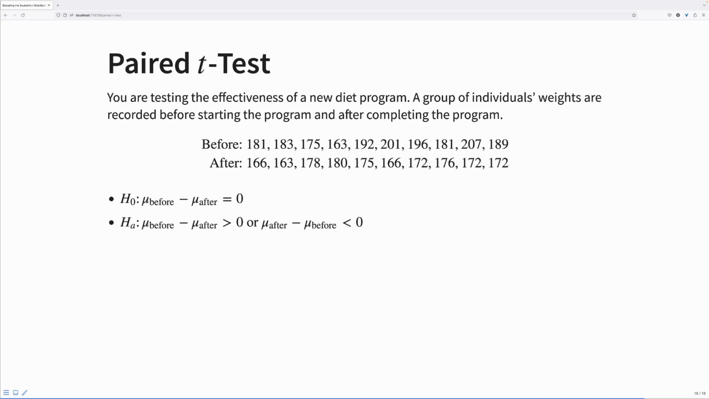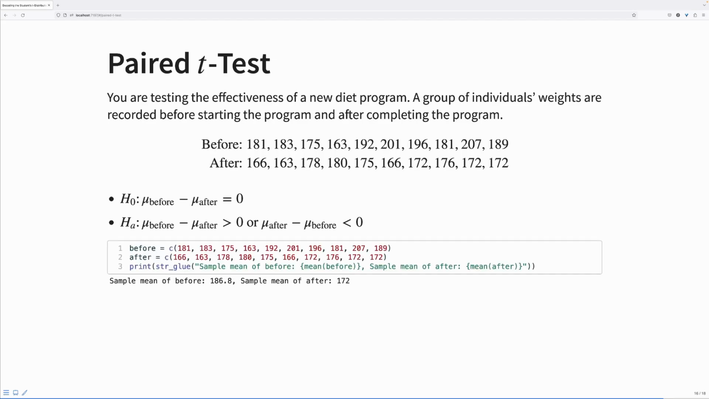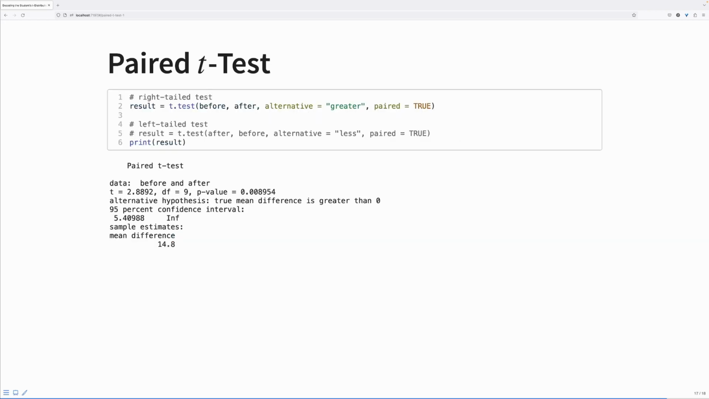This is going to be a right tail test, or you can state mu after minus mu before is less than 0, and this is going to be a left tail test, okay? So both are correct, but this will affect how we plug in our raw data to the t.test function, as we will see later. Okay, we prepare our raw data, before and after. We calculate the sample means of before and of after.